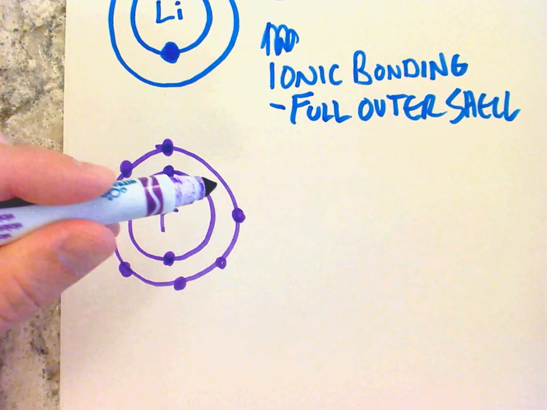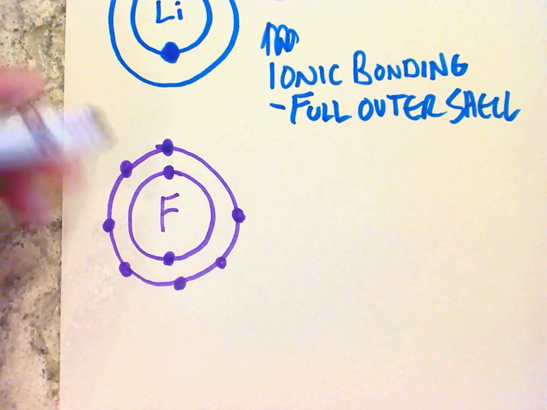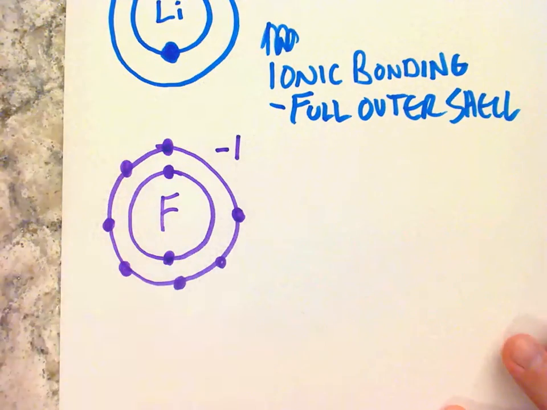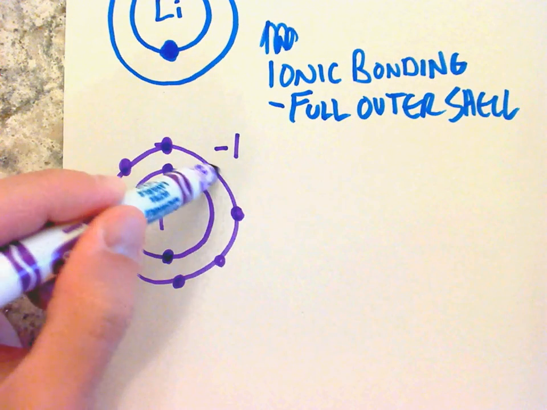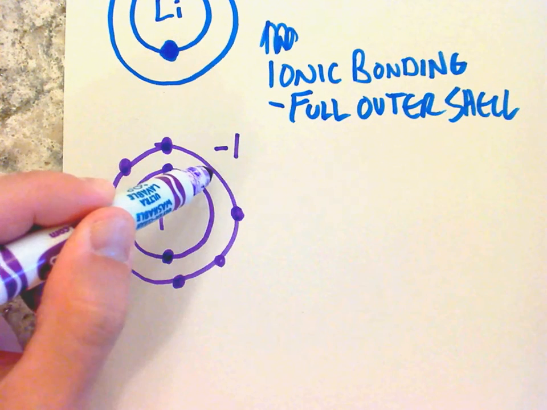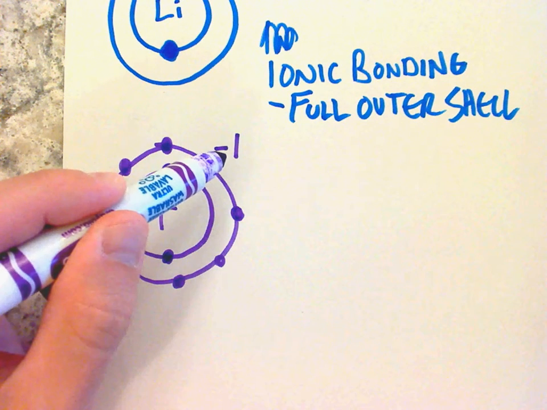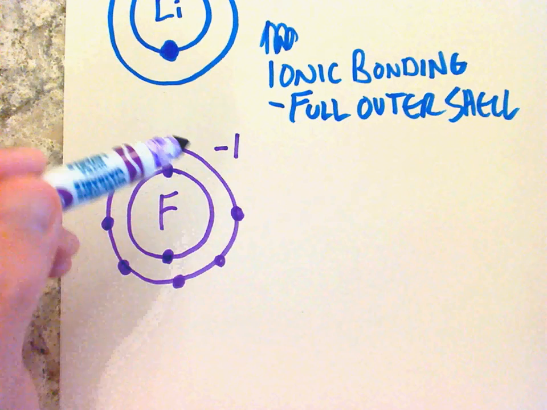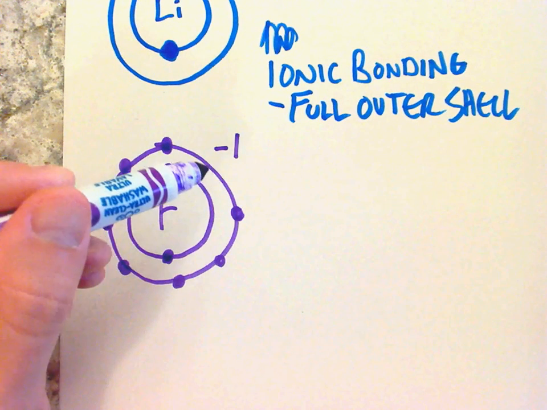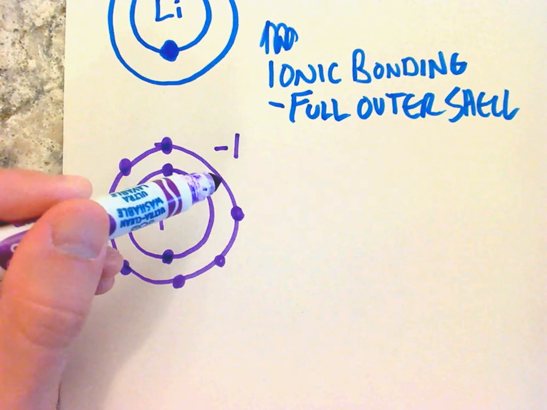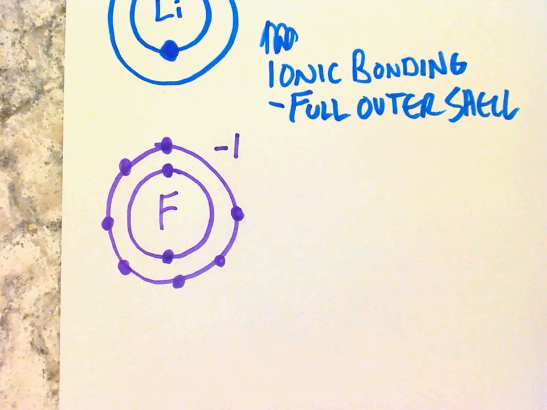The way we describe this is we would say that fluorine has a -1 charge because it's missing 1 electron out of this outer shell. It's missing 1 right here, so that's why we call it -1. And so it's looking to acquire, it wants to gain an electron, because if it could park 1 right here, then we end up with a full outer shell and fluorine is completely happy.